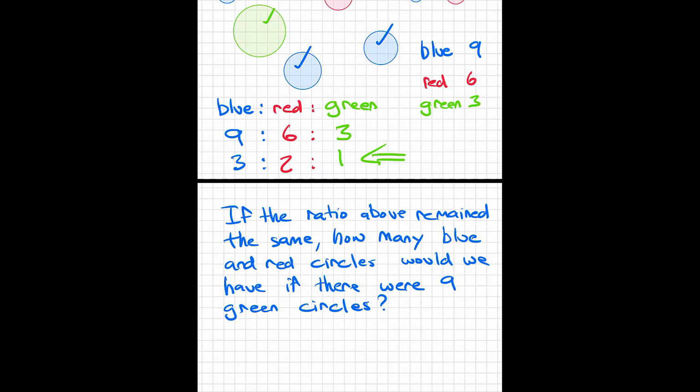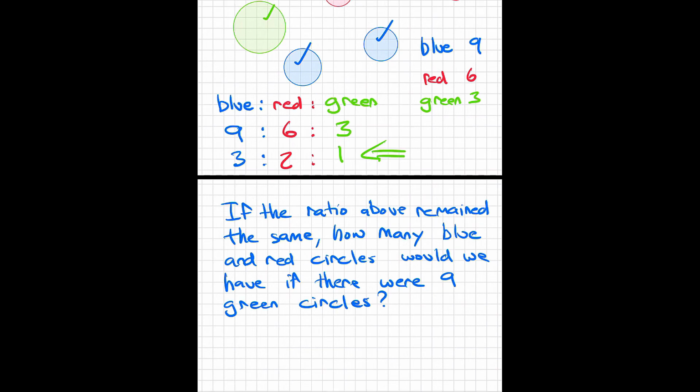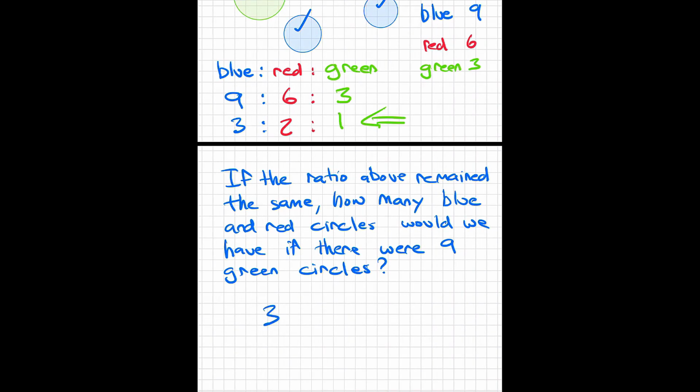Okay, now I'm just going to push this up here and look at the second part of this question. If the ratio above remained the same, so it's going to remain the same. So it's going to be 3 to 2 to 1. That's going to be the ratio of blue to red to green. Okay, now it says that how many blues would I have? So it's like this is sort of our unknown. I don't know how many blues I'm going to have, so I'll put an X. And red, we don't know that, so I'll call that Y right now.